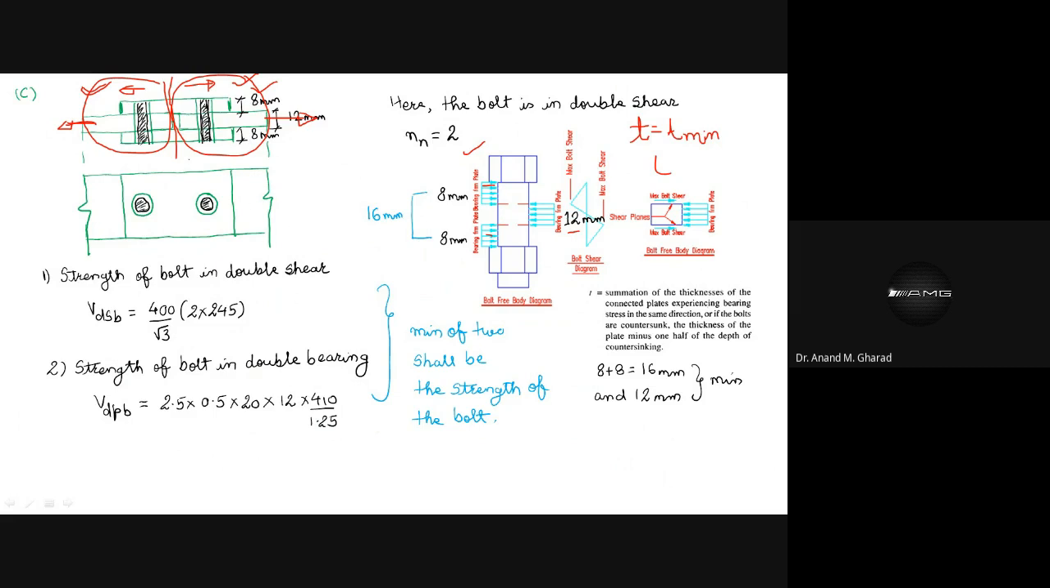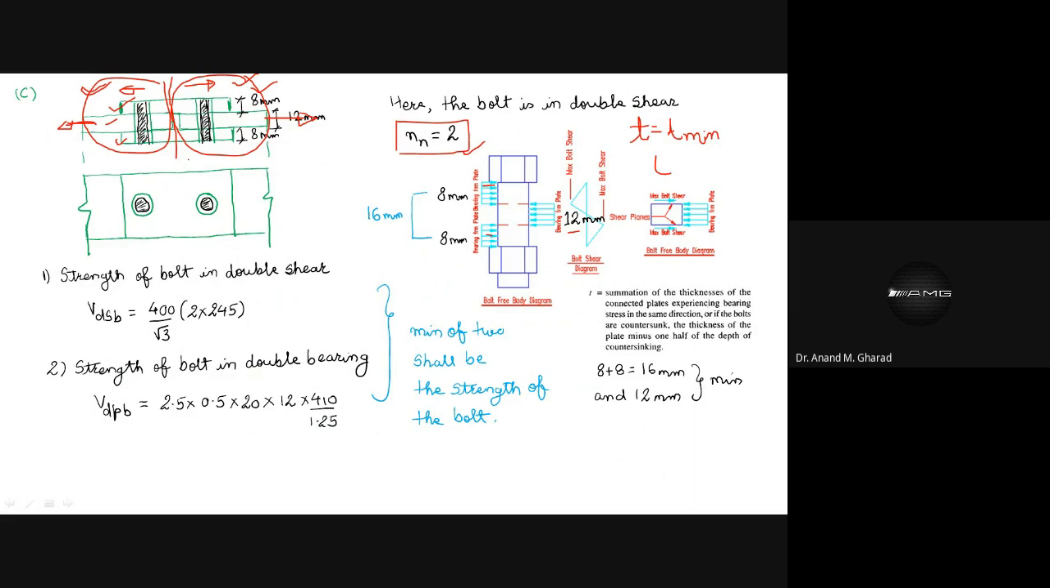Anyway, I will consider, let's say, this left hand side part, and how many plates do you find to be connecting? One, two, and three. There are three plates, isn't it? So for 3 plates, what should be the NN value? 2.